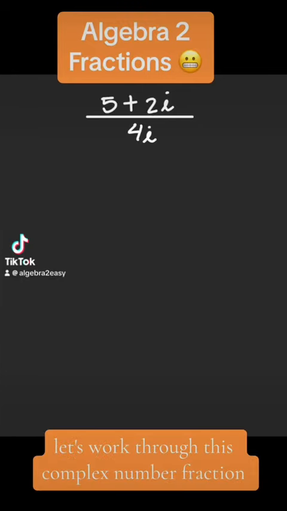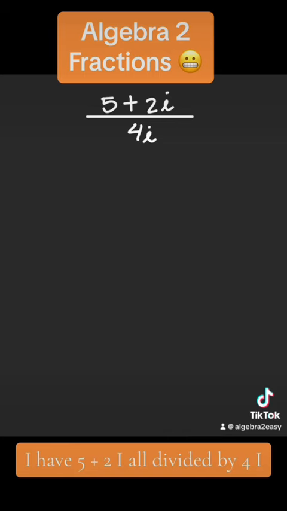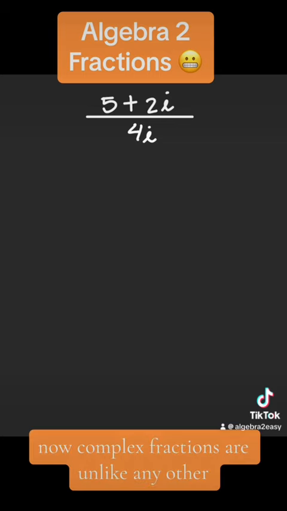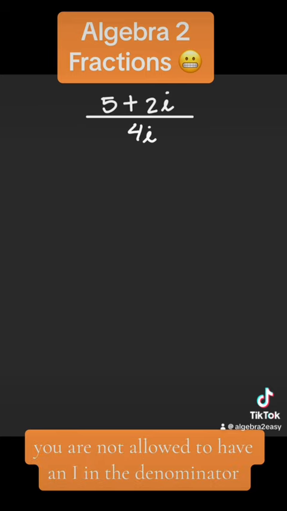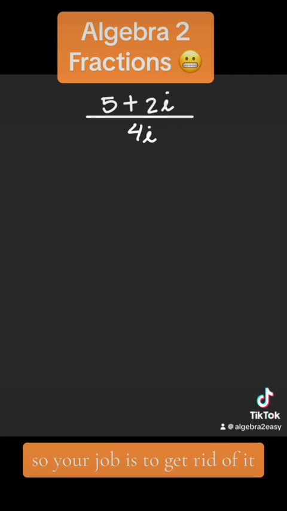Everyone, let's work through this complex number fraction. I have (5 + 2i) all divided by 4i. Now complex fractions are unlike any other. You are not allowed to have an i in the denominator, so your job is to get rid of it.